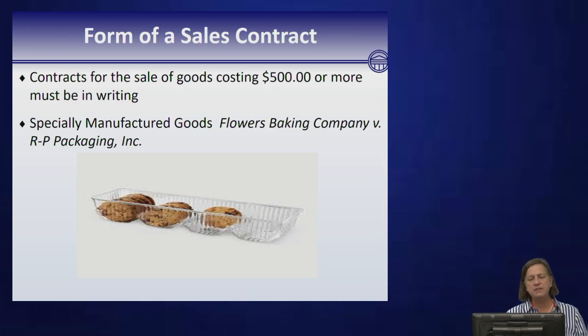But remember what happened. The court in Virginia made Flowers Baking Company pay for the cellophane wrappers. They applied the specially manufactured goods exception under Article 2 of the Uniform Commercial Code.